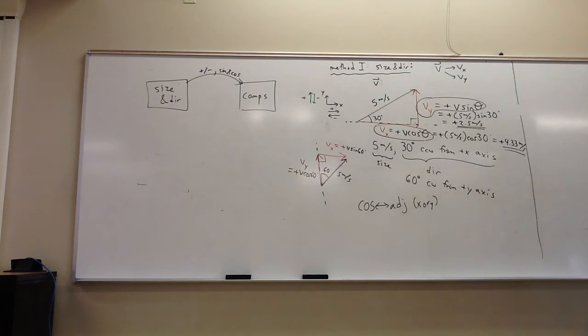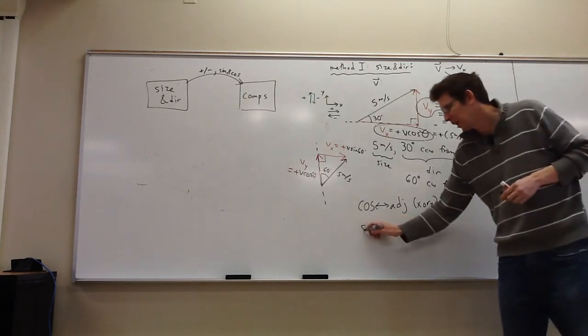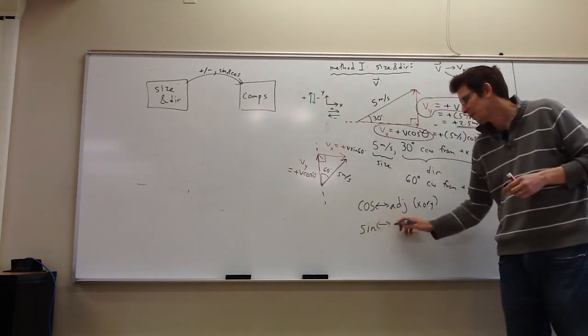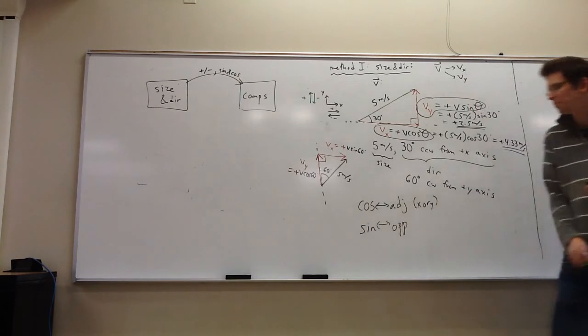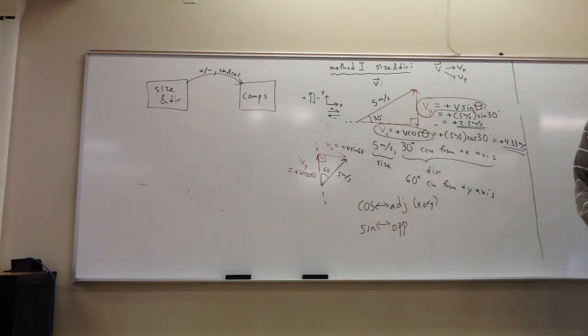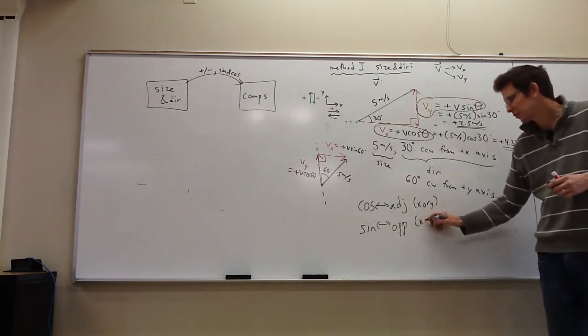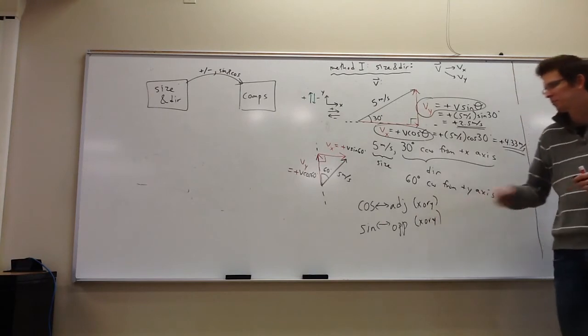Okay? So don't always get the sense that cosine goes with x. It does not. Cosine always goes with the adjacent side. The adjacent side may be x and may be y. It depends on how you set it up. Likewise, the sine always goes with the opposite side. That could be x or y. It depends on your setup. Okay?